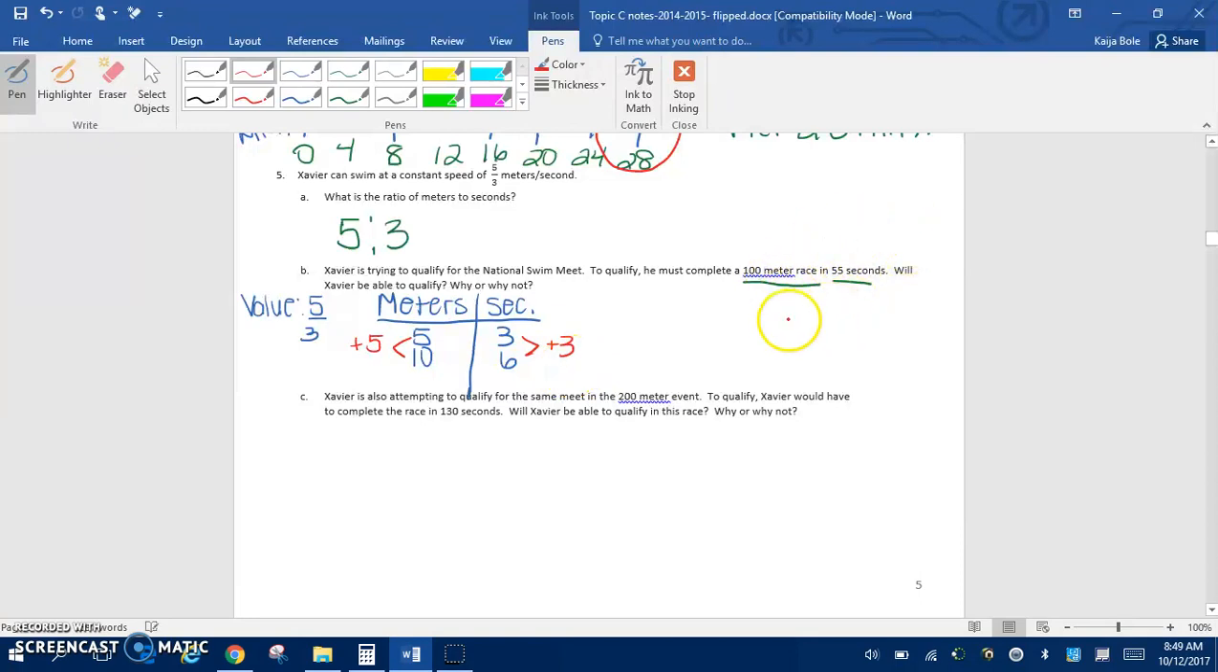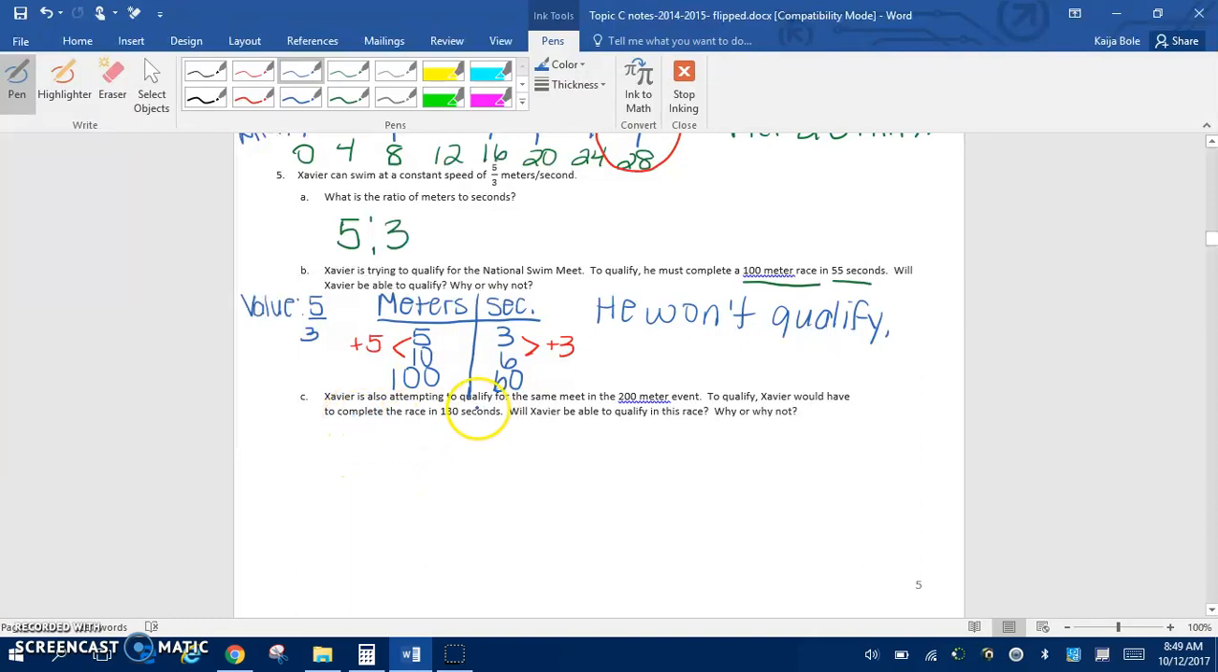So they're asking us about a 100-meter race. So if we're trying to look at 100 meters, put that right below here, and we're looking up above here, it was 10 meters in 6 seconds. So now for 100, I've just added that 0 here, multiplied by 10, right? So for seconds, that means it would be 60. So is that enough time to qualify? The answer is no, he won't qualify, because it would take him 60 seconds and he needs to make it in 55. Alright, so that's part B.